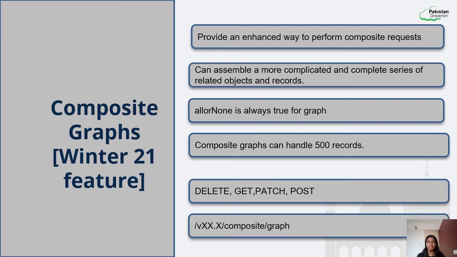We have seen that the composite APIs we have seen till now can handle up to 200 records, but composite graphs can handle up to 500 records in a single call. And delete, get, patch, and post are the possible methods. URL will be API version followed by composite followed by graph.